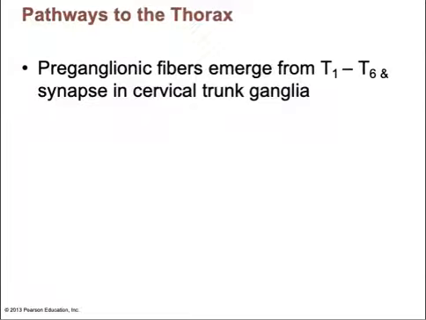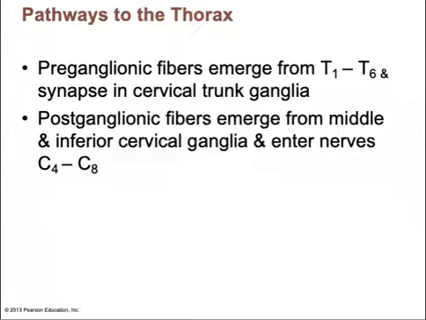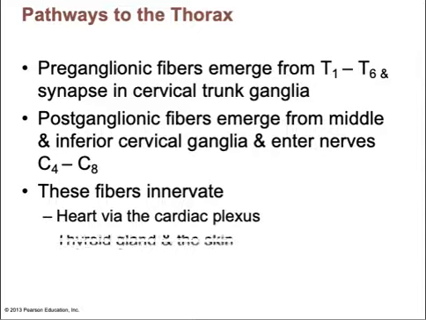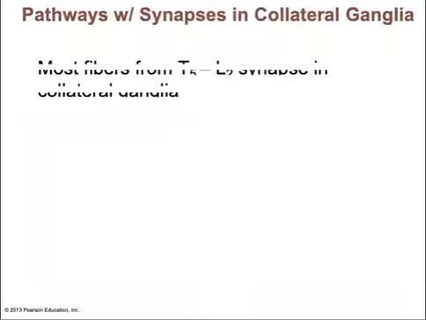In the thorax, preganglionic fibers run from T1 through 6 and synapse in cervical trunk ganglia, while postganglionics emerge from the middle and inferior cervical ganglia and enter the spinal nerve C4 through C8. This innervates the heart through the cardiac plexus, the thyroid glands, the skin, and the lungs and the esophagus.